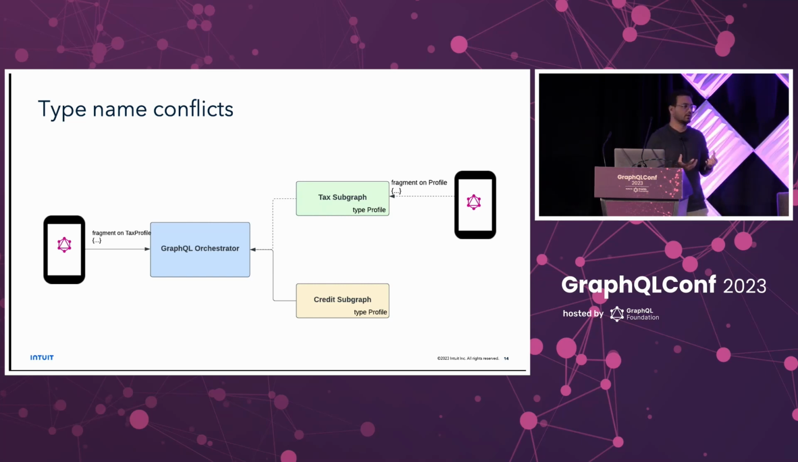Now, you might have learned a lot about type conflicts and strategies for them, but I would like to point out a different problem. The tax subgraph in this example has a type profile, and it also has existing clients. But the credit subgraph is already registered to the orchestrator using the type profile, right? So when the tax subgraph comes to register, it automatically detects a type conflict, but it cannot change or rename the type to tax profile or something else because it has existing clients using the type in the fragment, right?